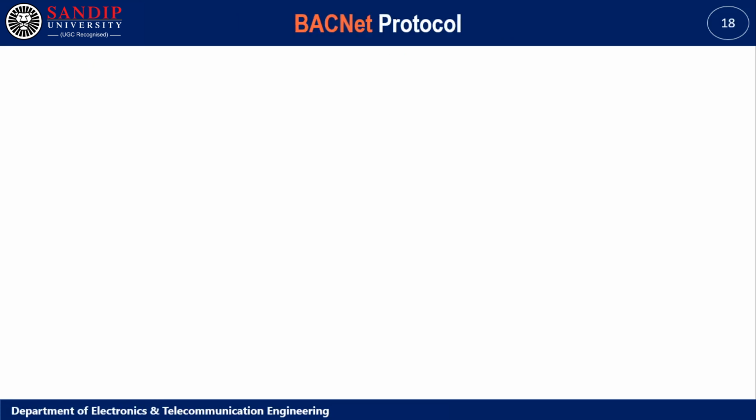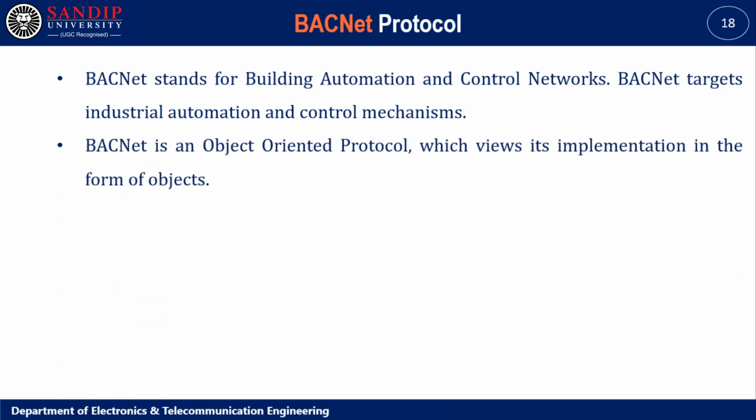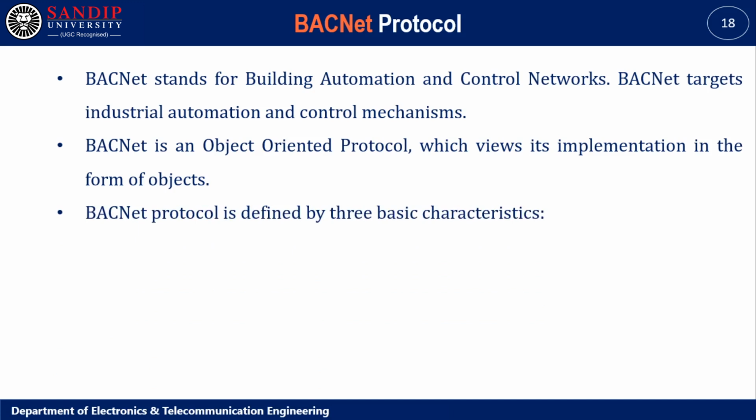Now let us discuss the BACnet protocol. BACnet stands for Building Automation and Control Networks. BACnet targets industrial automation and control mechanisms. BACnet is an object-oriented protocol which views its implementation in the form of objects. BACnet protocol is defined by three basic characteristics. First is object, services, and properties.